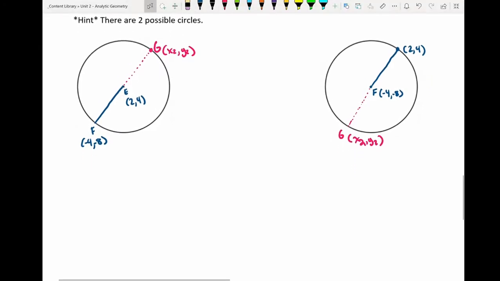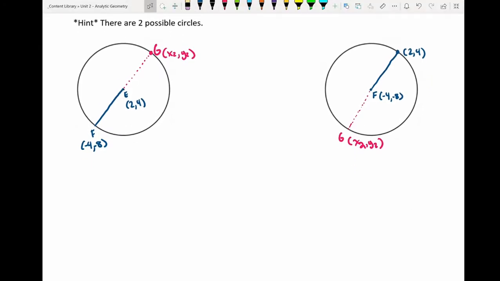So let's go through and try to solve. Actually, let's use a different value, sorry. If that's E, F, G, let's call this one D. I'm going to look at the first circle. I want to find my other endpoint, so I'm going to still write out my formulas. xm is equal to (x1 plus x2) divided by 2.